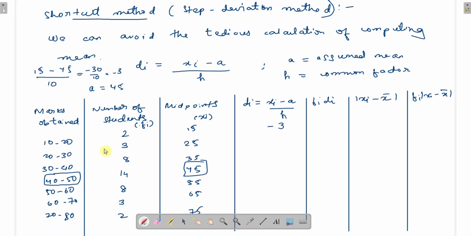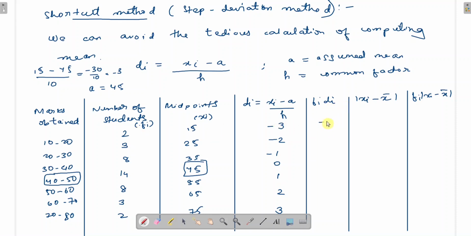Then similarly we can get here minus 2, right, because 25 minus 45 divided by 10, that is minus 20 by 10, which is minus 2. Then 35 minus 45 by 10 will be minus 1, 0, then 1 here, 2, and here 3. Okay. Now FI/DI we can calculate.